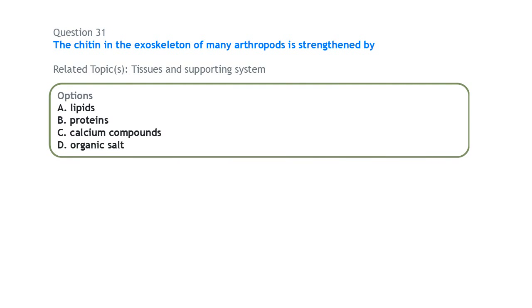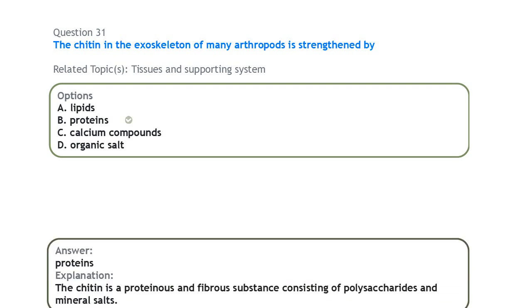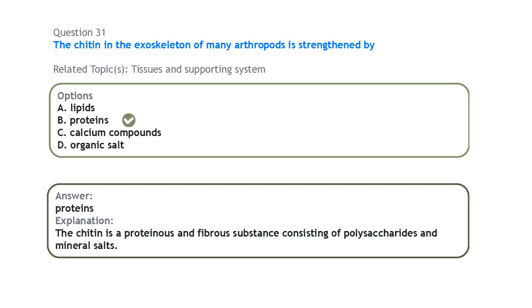Next, on tissues and supporting system, the chitin in the exoskeleton of many arthropods is strengthened by. So the chitin is a major part of the exoskeleton of the arthropods, and it is proteinous and fibrous. It is strengthened by protein.